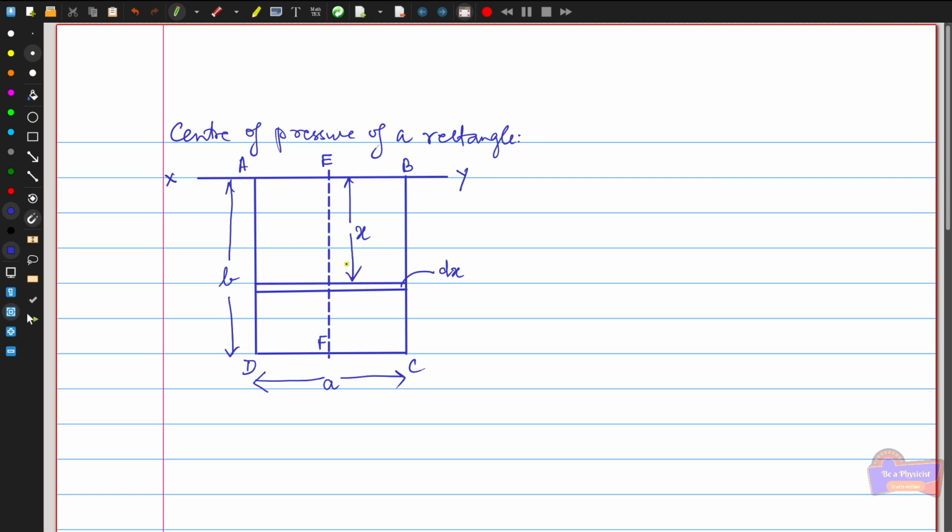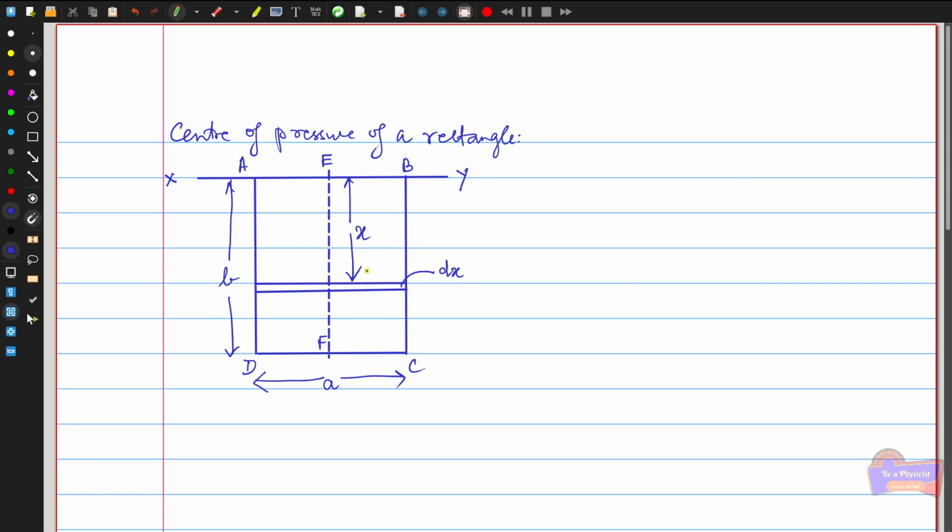We are going to find the thrust acting on this small strip due to the liquid, as well as the moment of thrust about the water surface XY. Then we are going to integrate that over the whole rectangle.